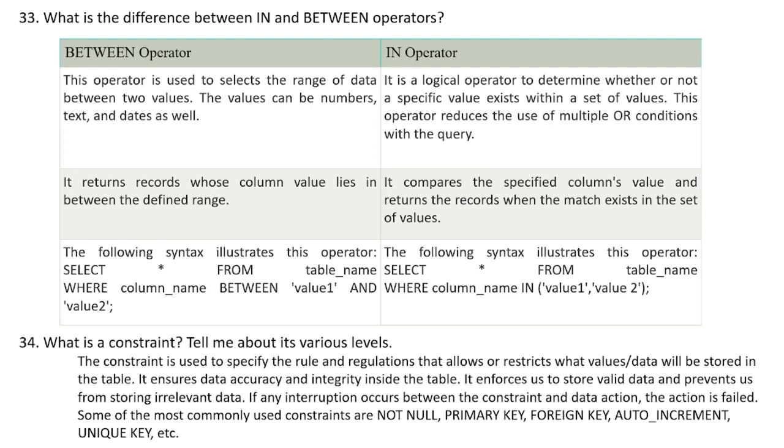Question 34. What is a constraint? Tell me about its various levels. Answer. The constraint is used to specify the rules and regulations that allow or restrict what values/data will be stored in the table. It ensures data accuracy and integrity inside the table. It enforces us to store valid data and prevents us from storing irrelevant data. If any interruption occurs between the constraint and data action, the action fails. Some of the most commonly used constraints are not null, primary key, foreign key, auto_increment, unique key, etc.